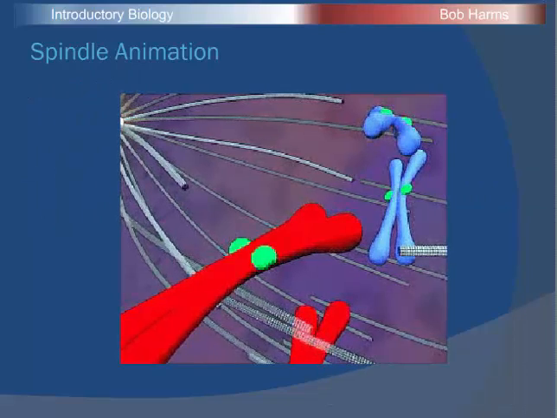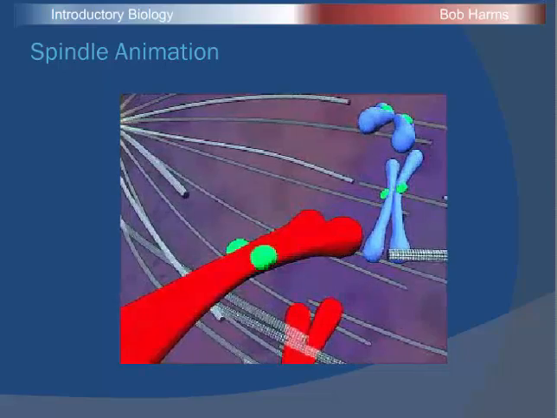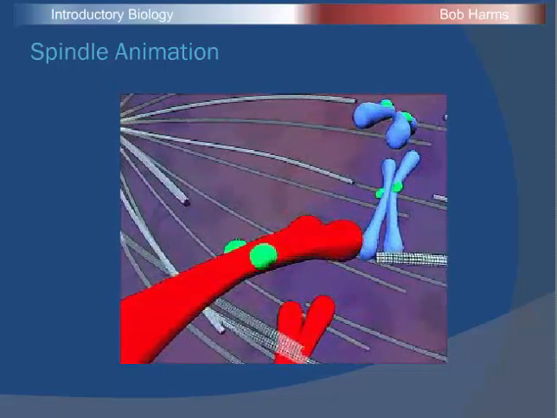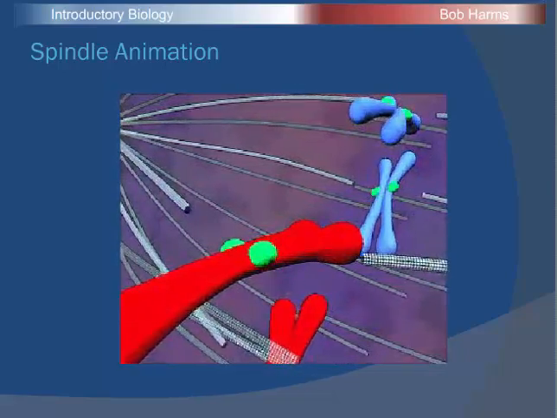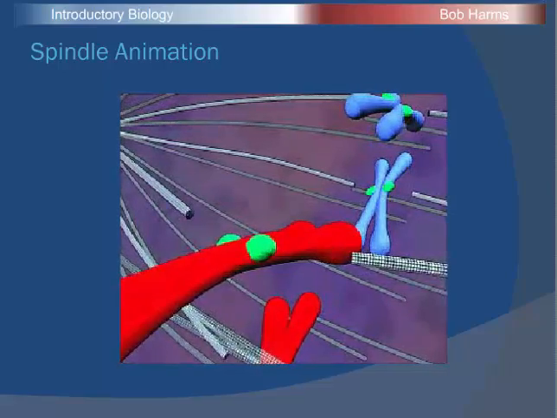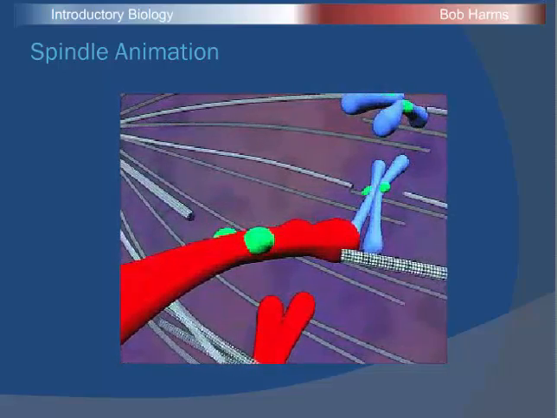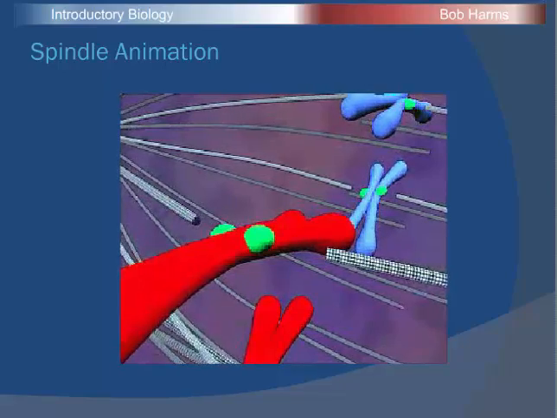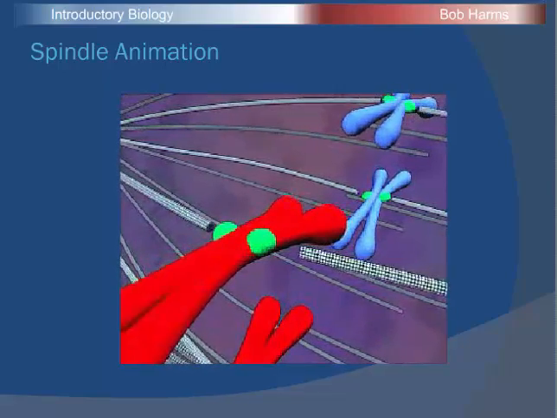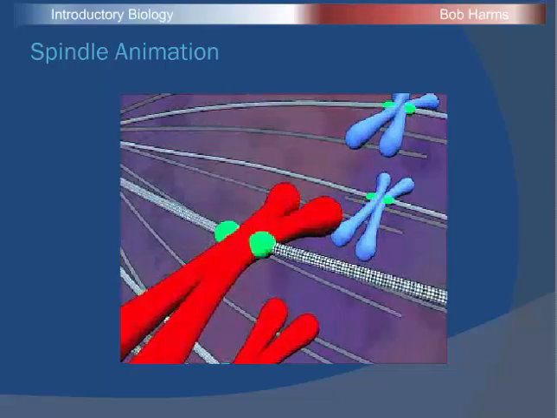The spindle apparatus plays a really important role, so I just wanted to take a look at a little animation here. Again, the spindle comes from two different directions or two different anchors, and here we can see the little microtubules, these hollow proteins, are going to be built and stretch out, and each centromere is going to be attached to microtubules in each direction.